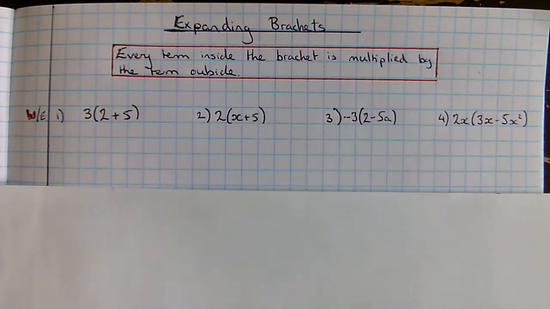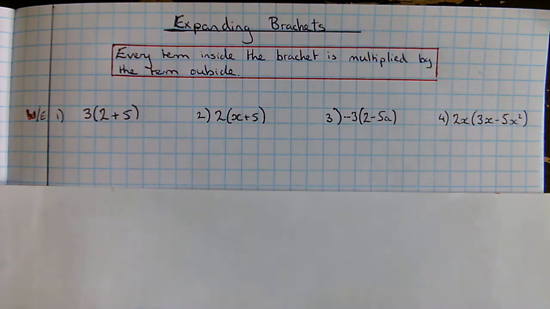Okay, so we're now going to start looking at our next bit on simplifying algebraic expressions, which is how we get rid of brackets which are in an expression. And the rule for that is that every term inside the bracket is multiplied by the term outside, which sounds pretty simple, but there's lots of areas where we can trip up.